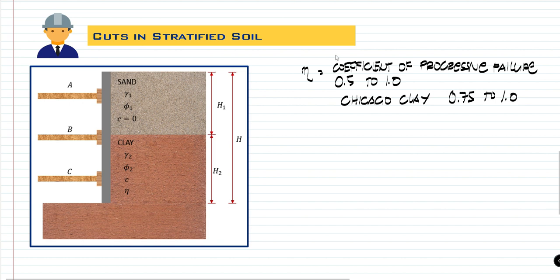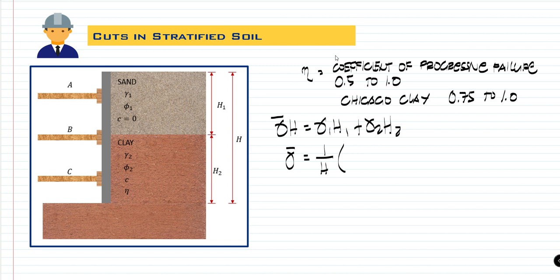So, sa unit weight naman walang problema. Pwede pa rin natin gamitin yung Varignon's theorem doon, which is gamma bar H is equal to gamma 1 H1 plus gamma 2 H2. Then, syempre, gamma bar still is 1 over H times gamma 1 H1 plus gamma 2 H2. So, wala tayong problema on getting the modified unit weight. So, sa cohesion tayo magkakaproblema since hindi natin pwedeng gawin yung Varignon's theorem at hindi natin pwedeng iset yung sand as a cohesion na equivalent sa 0.